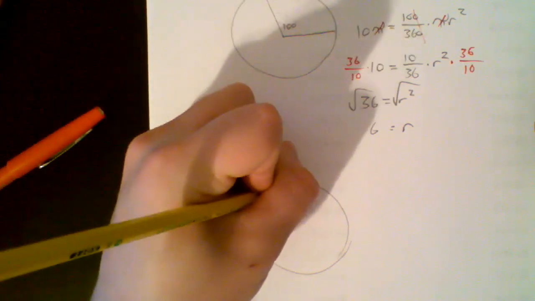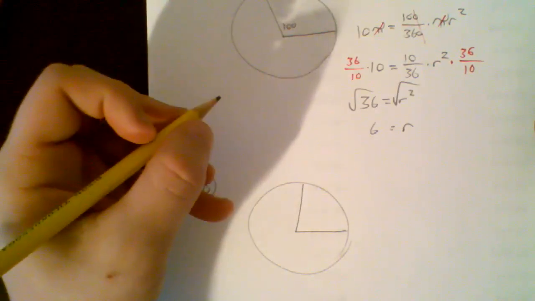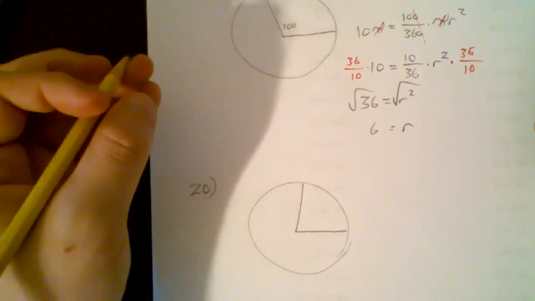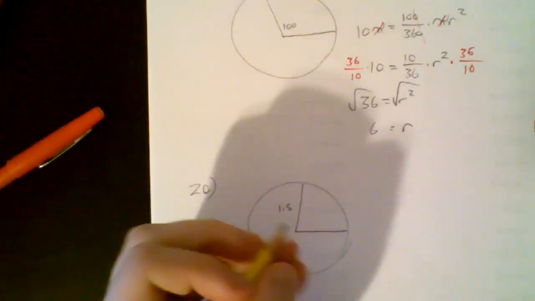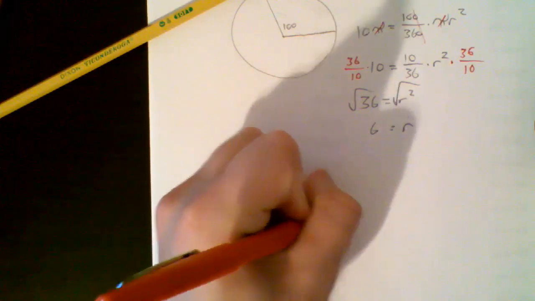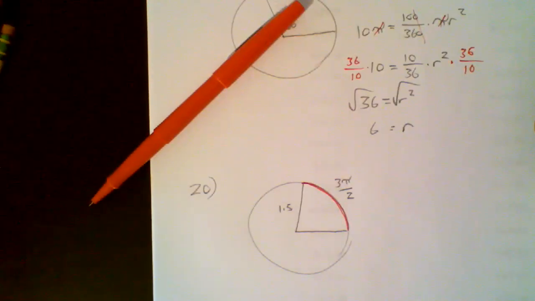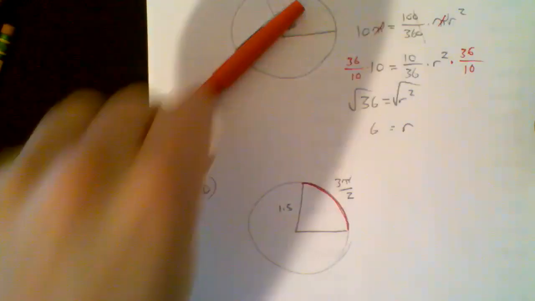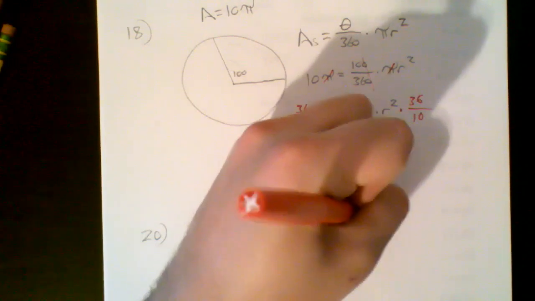Okay, I'm going to draw a central angle. Here's my central angle. I don't know the area. That's what I'm looking for. I don't know the central angle, but I do know the radius. Radius is 1.5, and I know the arc length, so I know this piece right here. I know that's equal to 3 pi over 2.